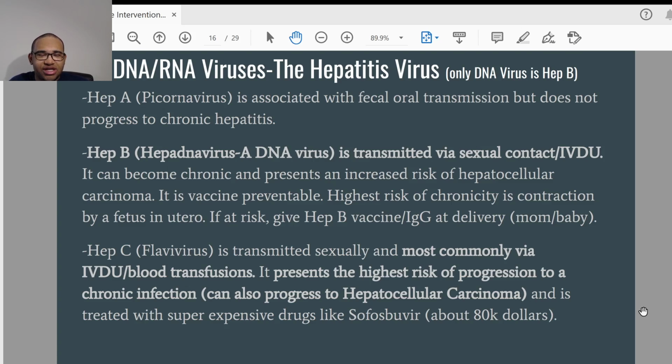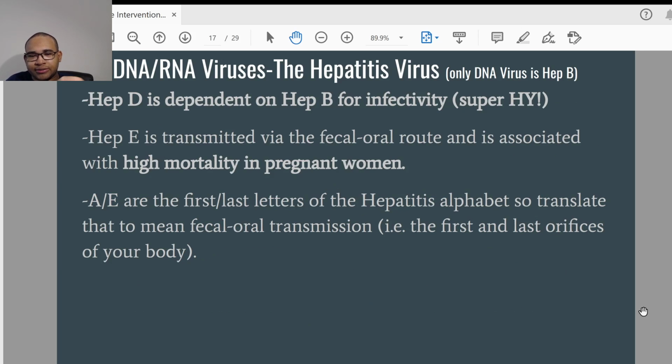And you can actually treat Hep C. You can actually cure it these days with super expensive drugs like sofosbuvir, ledipasvir, all that stuff. There are many of them. They're the direct acting agents. I talk about those in my pharmacology podcast for micro.